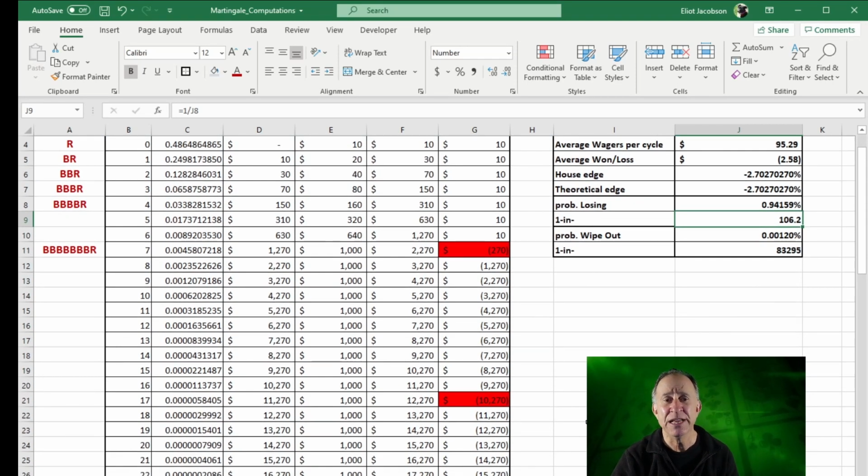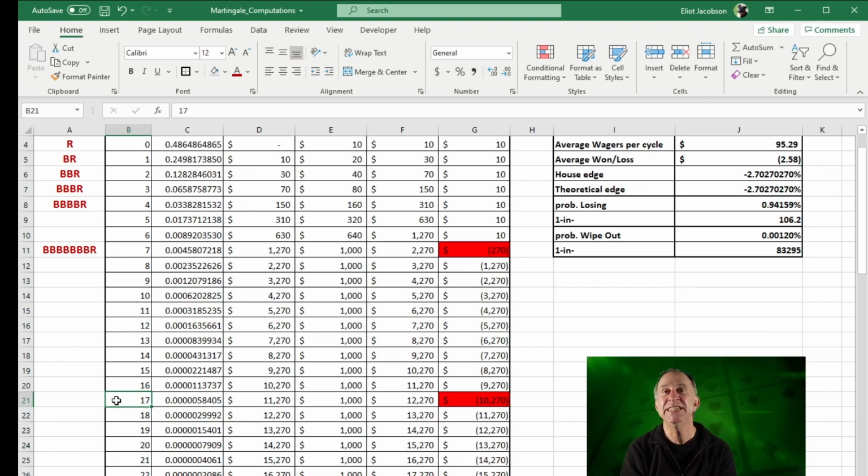Now, the next number is the probability of a wipeout. And by a wipeout, I mean you have lost your entire bankroll. So let's just talk about how that happens. Well, that happens if you lose 17 in a row before you win.